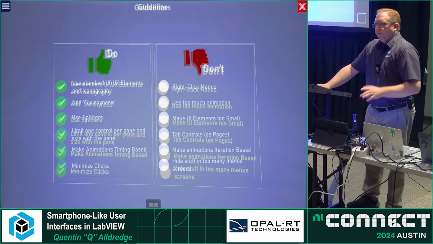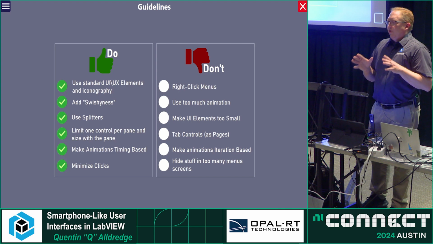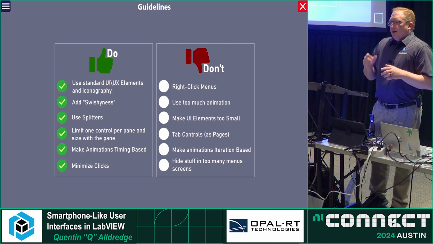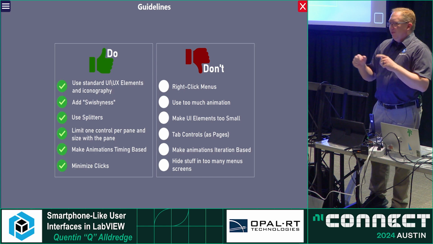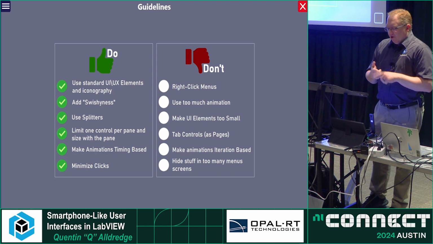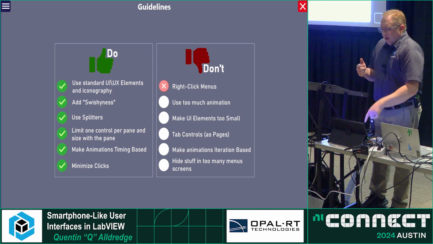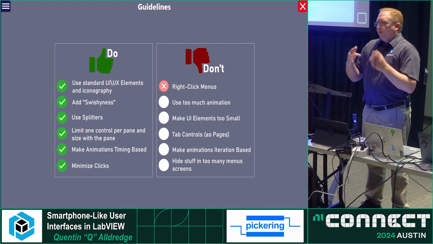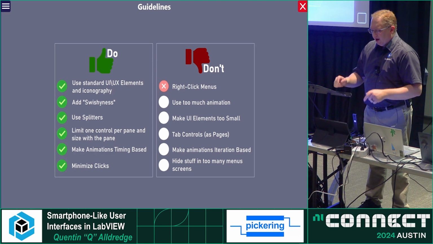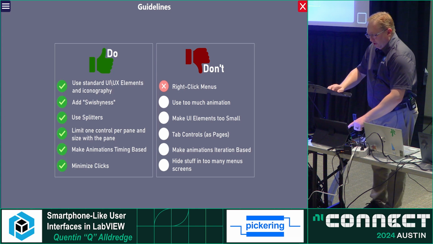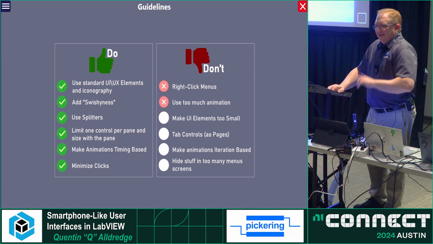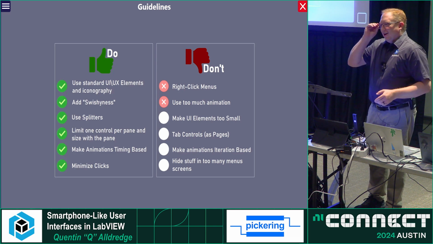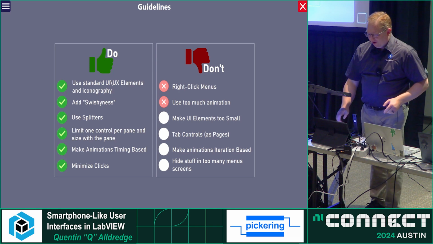Minimize clicks. What I mean by this is if you're going to design a really nice user experience in a touchscreen app, you want to try to minimize how they get into things. You can't use right-click menus. You want to make it so that they don't have to go searching for stuff. You want to try to minimize how much they need to do. Another thing is, I said add swishiness, but don't use too much. That just starts to be a distraction.